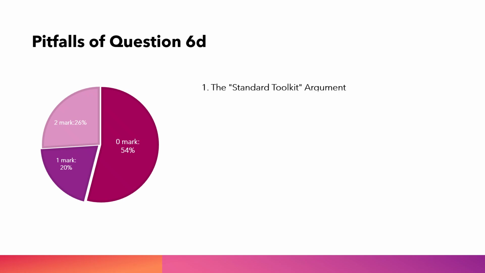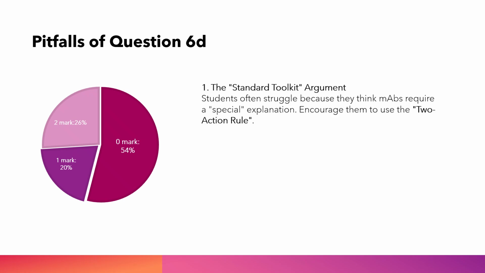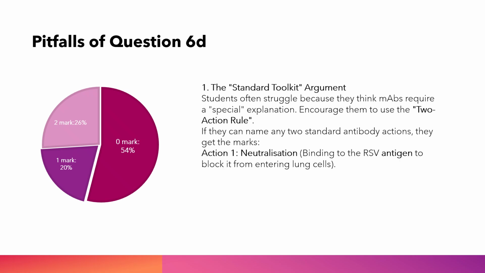1. The standard toolkit argument. Students often struggle because they think mAbs require a special explanation. Encourage them to use the two-action rule. If they can name any two standard antibody actions, they get the marks. Action 1, neutralization, binding to the RSV antigen to block it from entering lung cells. Action 2, opsonization, tagging the virus for phagocytes to eat it.